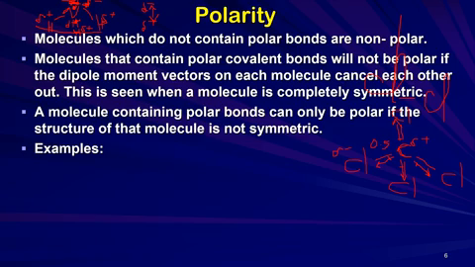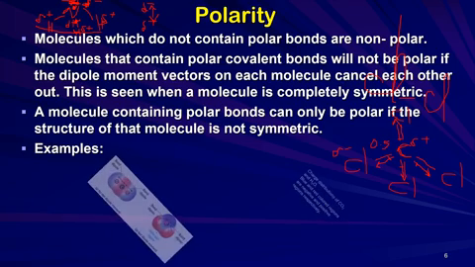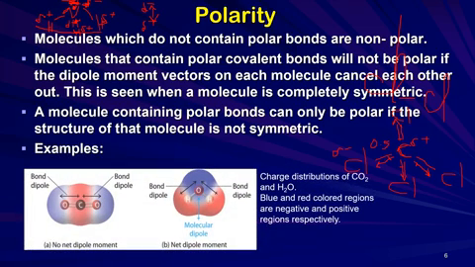Let us have more examples. Here we have an image which shows two examples, and the first one is carbon dioxide. In carbon dioxide, you can see the dipole moments here, and the two dipole moments are moving in opposite directions. So the dipole moment vectors in this molecule, which are moving in opposite directions, will cancel out to give us no net dipole.